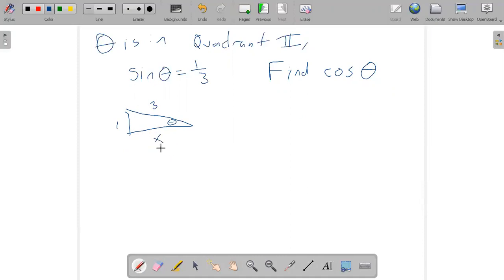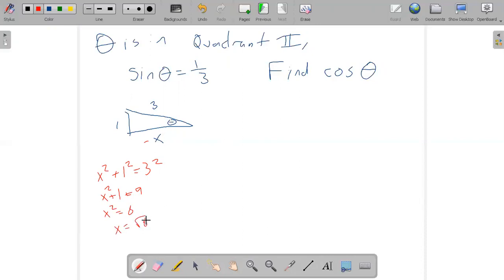So this is my x value, but remember my x value is going to have to be negative because this is in quadrant 2. If I want to, I could use the Pythagorean theorem to solve it that way. So I could do x squared plus 1 squared equals 3 squared. So that would be x squared plus 1 equals 9. Then I would get x squared equals 8, so x equals the square root of 8.